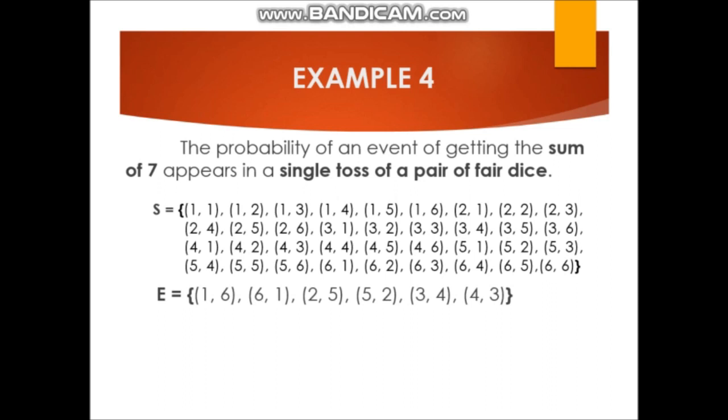Okay, so since we already know the sample space and the number of events, then we can solve for the probability of an event. So that is 6 divided by 36, which is equal to 1 over 6, or simply 0.167.